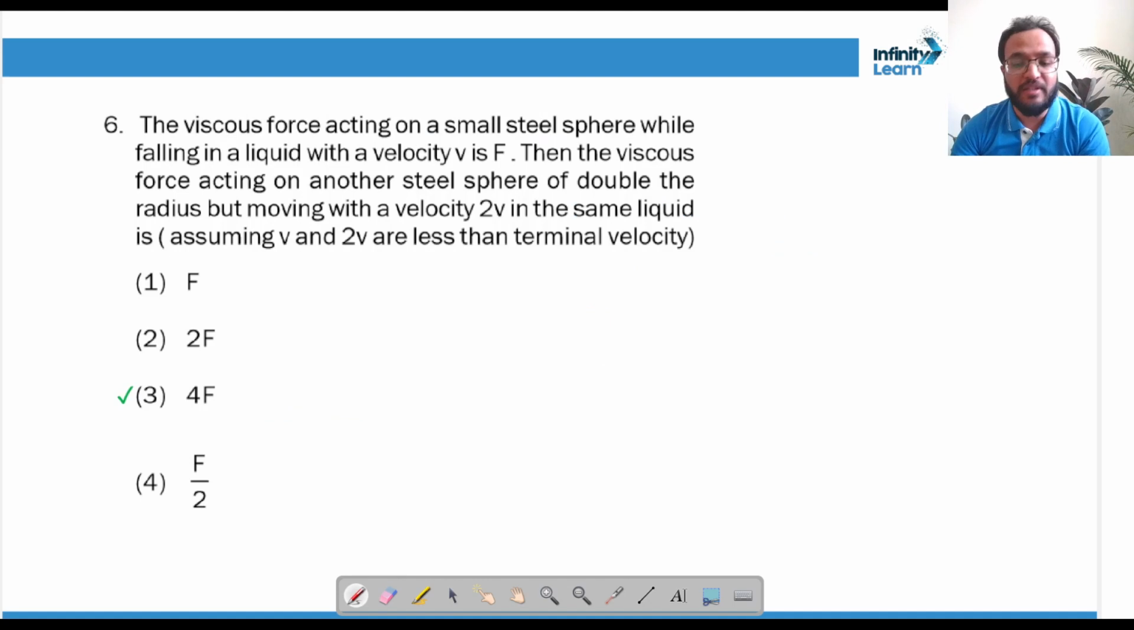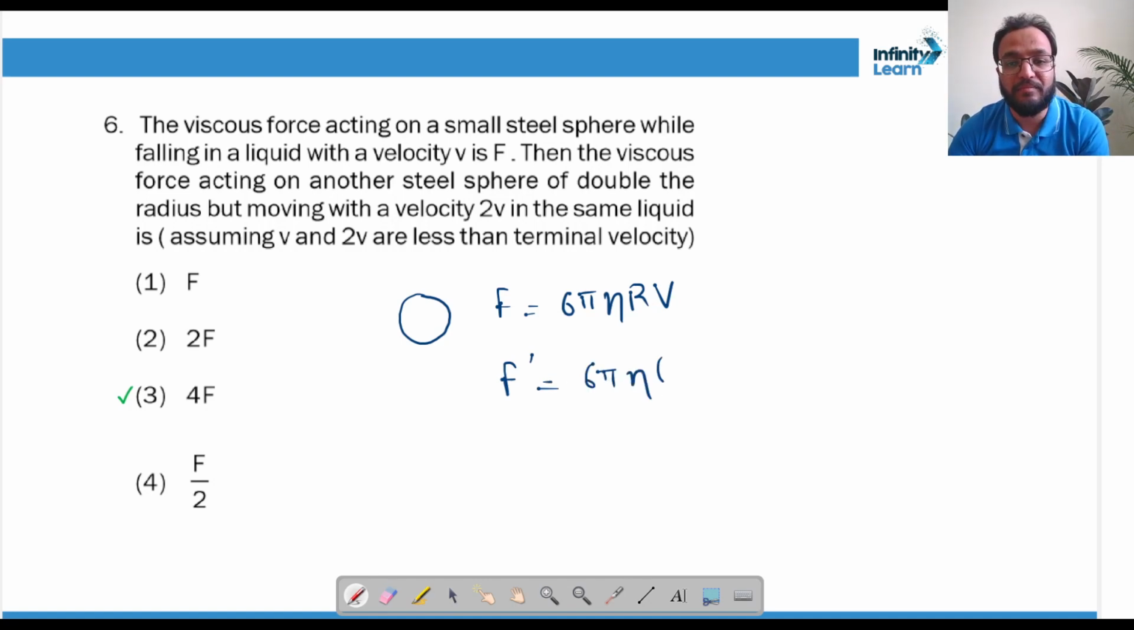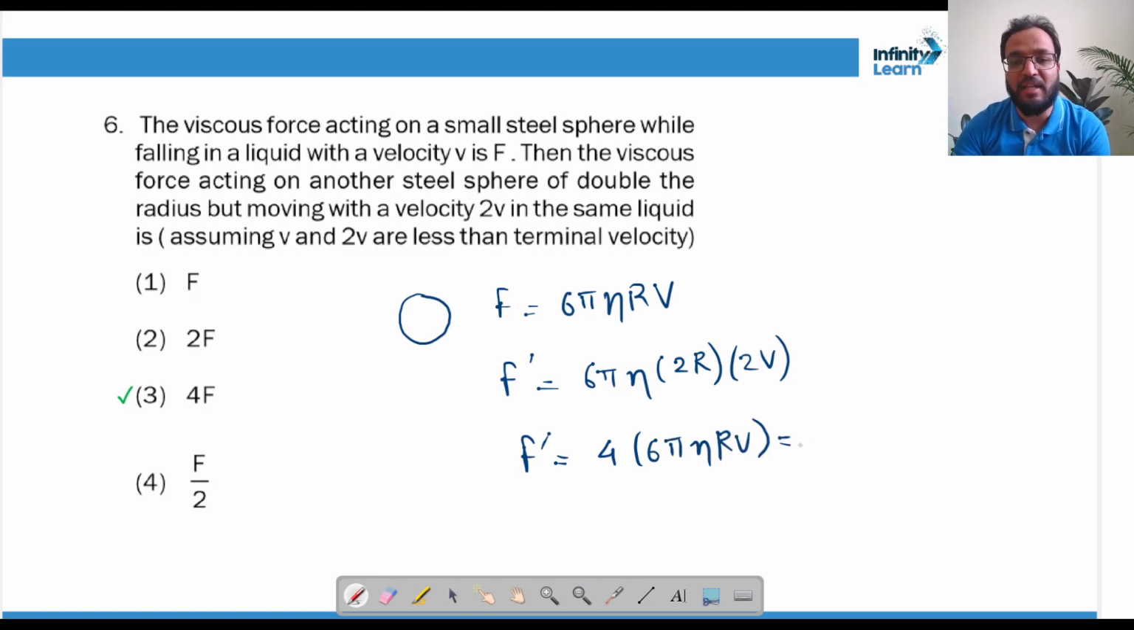Okay. Now, the viscous force acting on a small steel sphere while falling in a liquid with velocity v is F. What is the viscous force? F is 6 pi eta rv. Then the viscous force acting on another steel sphere of double the radius, but moving with double the velocity 2v as well, and 2v and v are both less than terminal velocity. So you can say F dash is 4 times 6 pi eta rv, that is 4 times F. Do you understand this? So the answer is 4F, right?